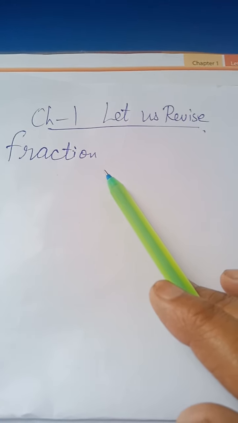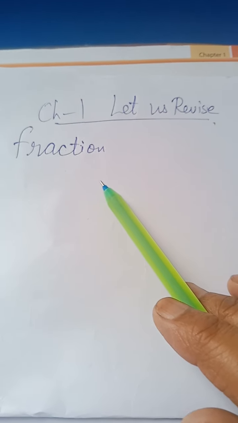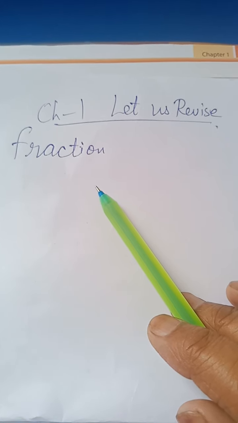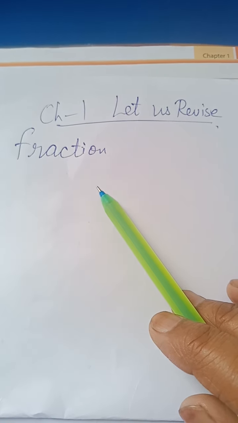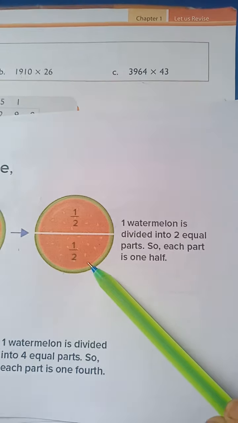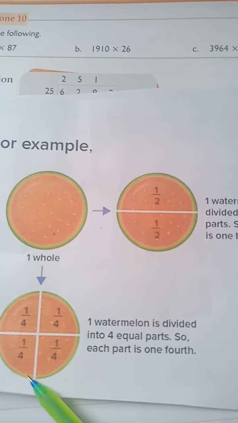A fraction is something that shows part of a whole, or you can say a fraction represents equal parts of a whole. When we divide a whole into equal parts, each part is a fraction of the whole. See here one example. This is one whole. When we divide it into two equal parts, each part is 1/2. When we divide it into four equal parts, each part is 1/4.